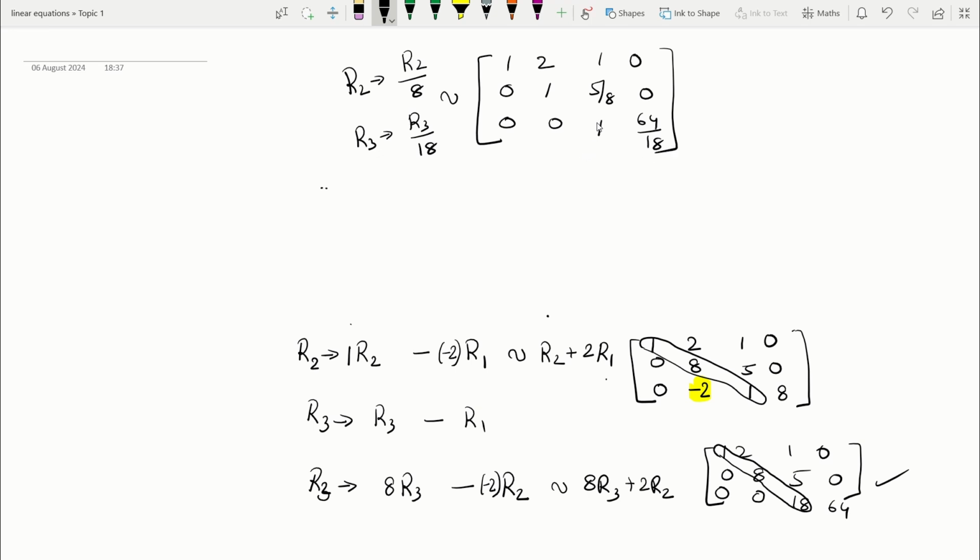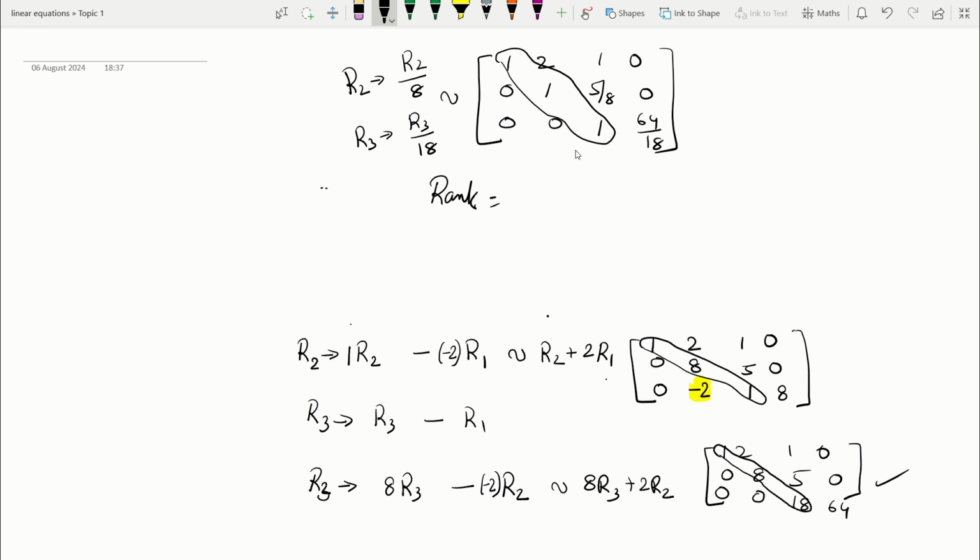1, 2, 1, 0, 0, 1, 5 by 8, 0. Then again 0, 0, 18 by 8 and 64 by 18. This is the last. This is everything in terms of the echelon form. You can cancel 64 by 18; if you cancel, it will be 32 by 9. You can leave it like that also. You can write the conclusion: yes, this is in echelon form.